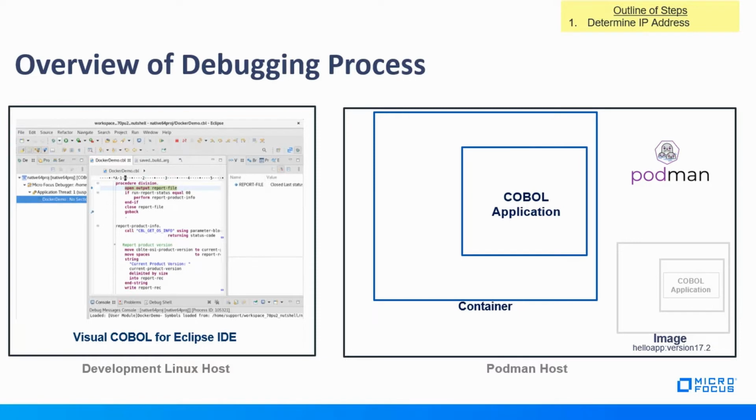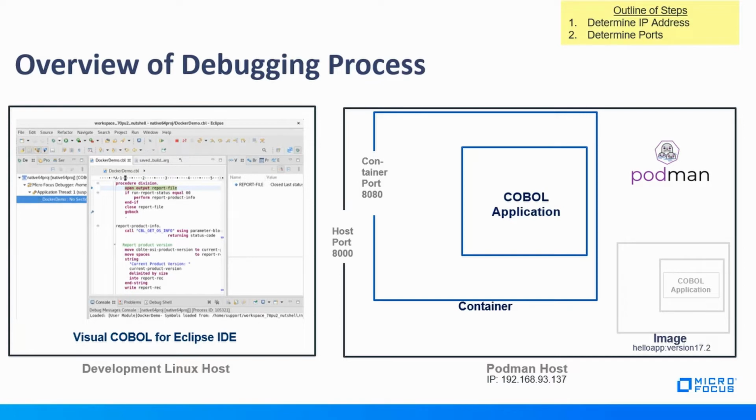First, we'll need to determine the IP address that Eclipse will connect to while debugging. This is the IP address of the Podman host. We'll also determine the ports that will be used when we connect. The first port will be the one for the Podman host itself. Since the container has its own network configured, we'll also need to know a port that will be running on the container. This can be the same port as used on the Podman host or a different port as shown here.